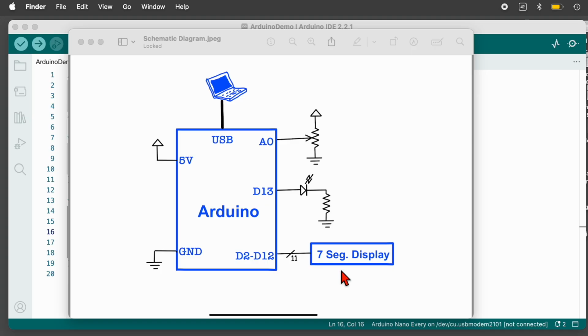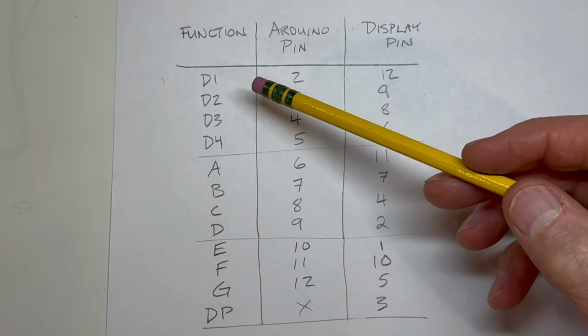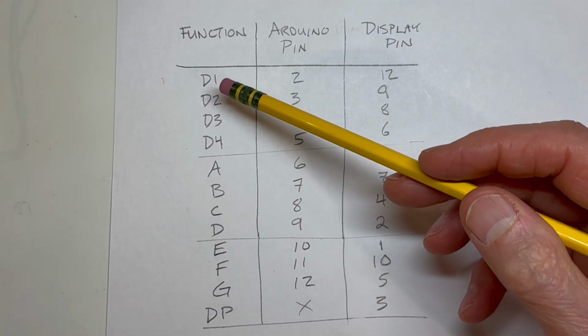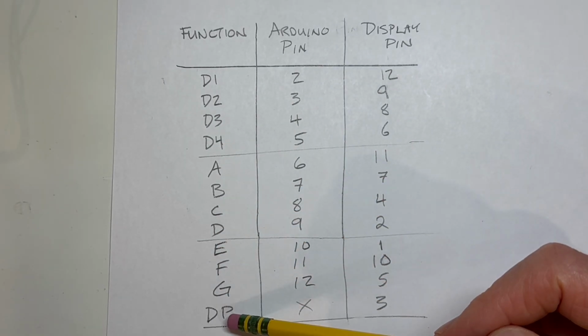Let's go ahead and connect the 7-segment display to the Arduino. I've decided to use pins D2 through D12. I'll ignore the decimal point, so I've got 11 connections instead of 12 connections. Now, in order to keep things straight, you could make up a chart like this. So here I've listed all the functions, the digits 1 through 4, and the segments A through G and the decimal point.